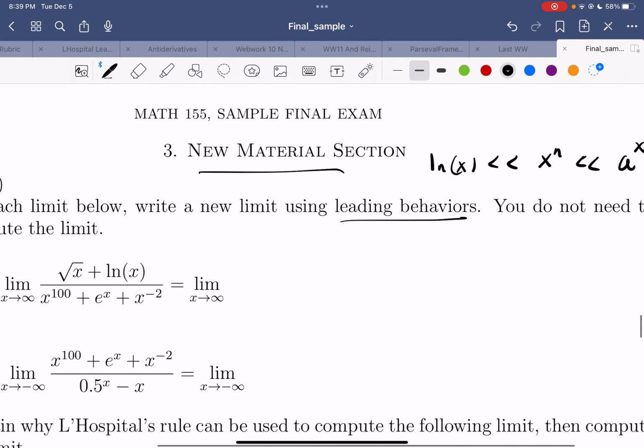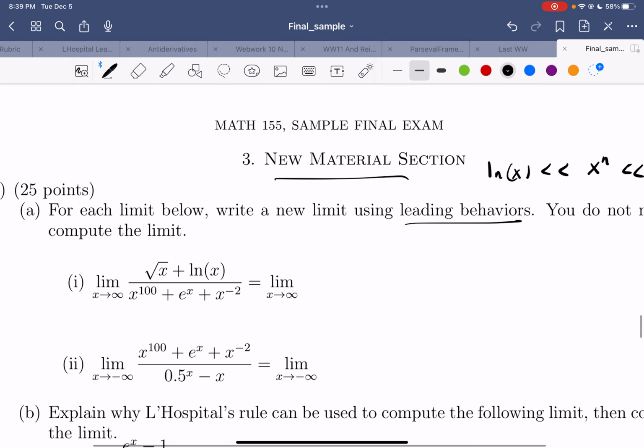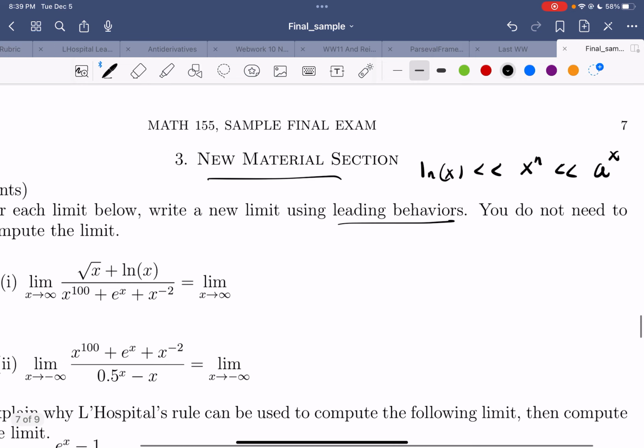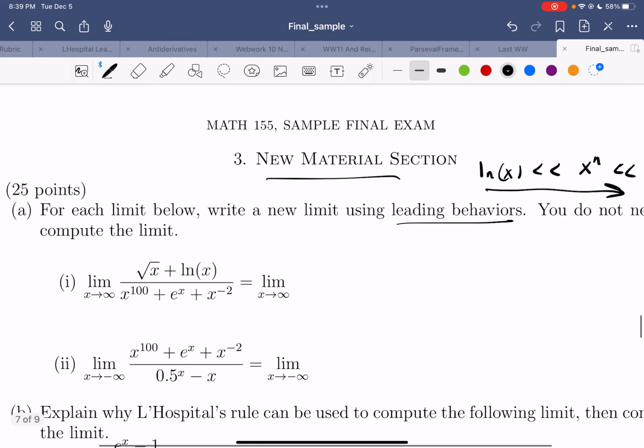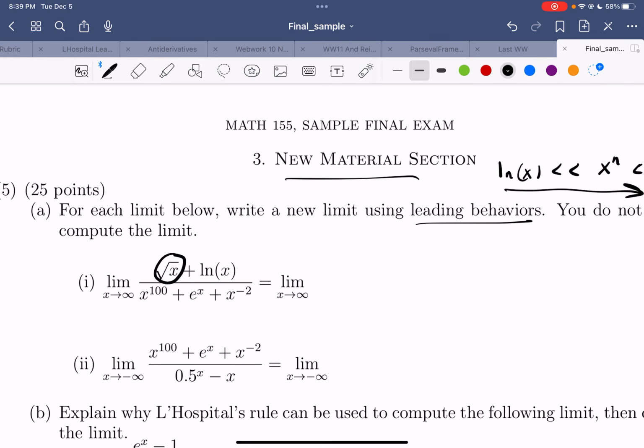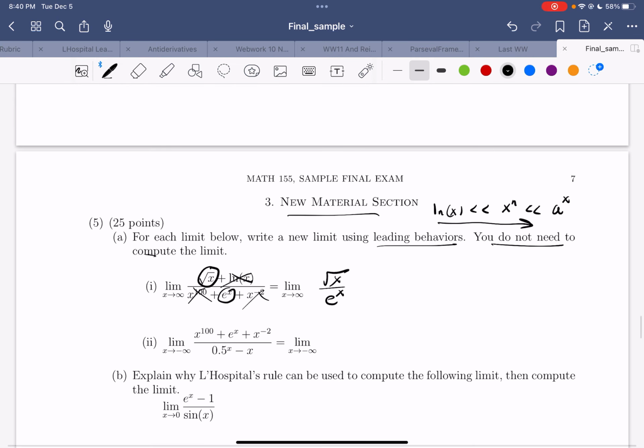Okay. So, leading behavior, we look for what grows the fastest. We're going to go this way. The square root grows faster than natural log x. The exponential grows faster than a power of x. So this becomes the limit of root x over e to the x. It says write a new limit you do not need to compute. So I won't. But by the way, this will be 0.